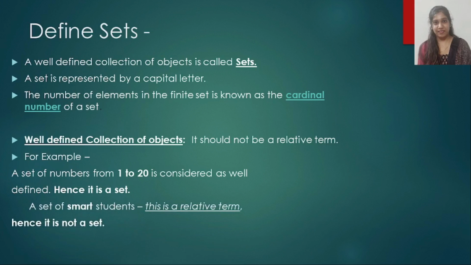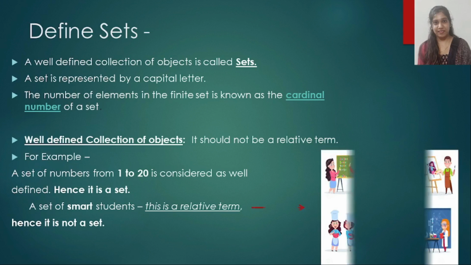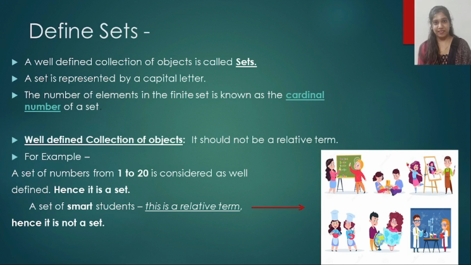Now what is not a set? A set of smart students. Now this is a relative term. This cannot be a set. Why? Now you can see in the picture, there are a number of students here. Some are good in maths, some are good in reading, some are good in painting, cooking, geography and science. So these are all the children who are smart. One is good in one thing and the other is good in another thing. So that does not make them dumb. Correct? So these are all smart students.